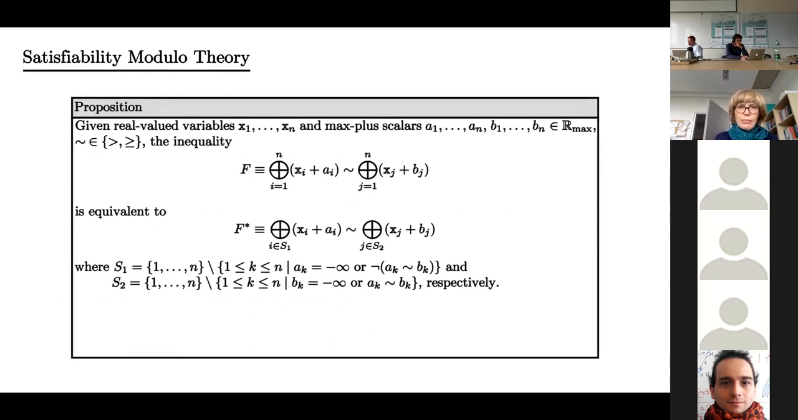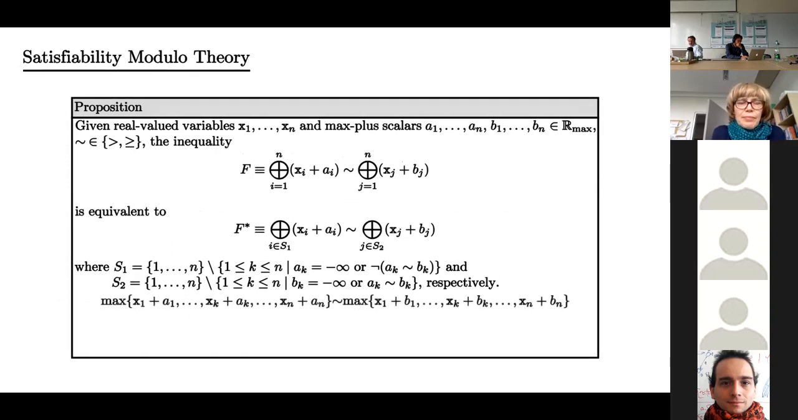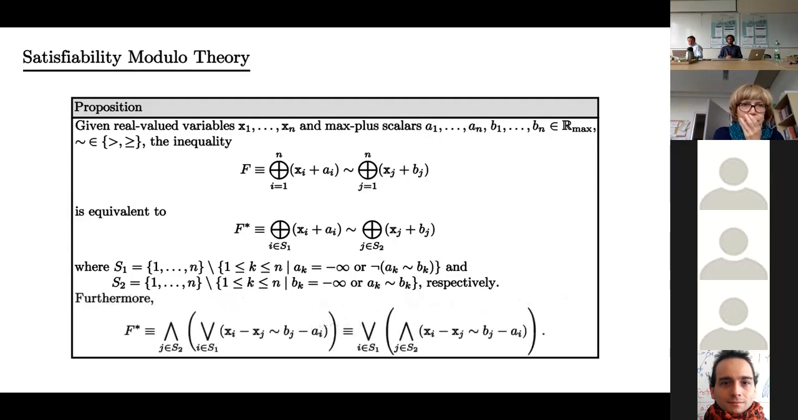It can be reduced into F star by removing some variables with the corresponding scalar. Indeed, we can ignore any variable whose scalar is equal to minus infinity. Then for each k where xk remains on both sides, we compare the scalars ak and bk. If this condition holds, we remove xk plus bk from the right-hand side. Otherwise, we remove xk plus ak from the left-hand side. This ensures that the variable xk cannot appear on both sides. Finally, F star can be expressed as an RDL formula either in conjunctive or disjunctive normal form.